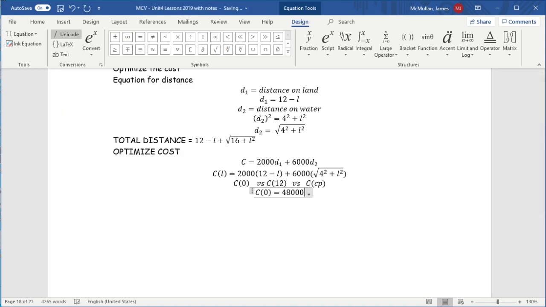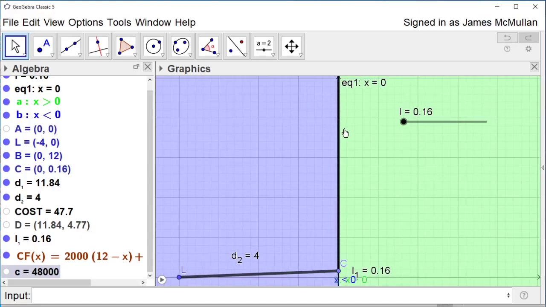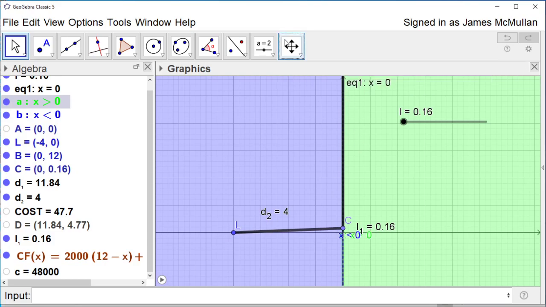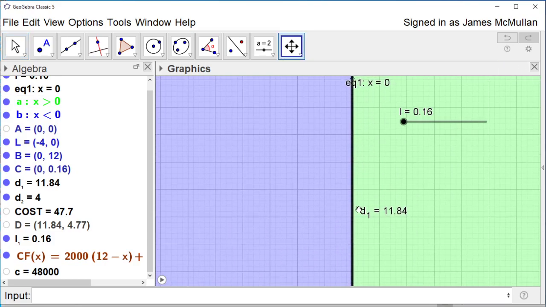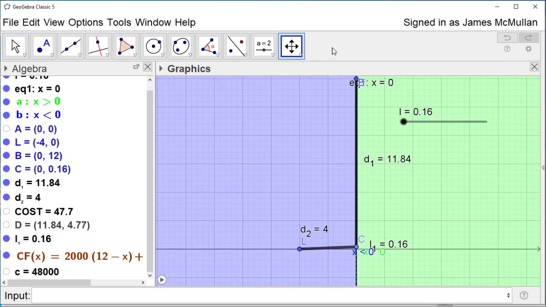Okay, so 48,000. If I run the cable, that should make sense, right? Because it's 12 kilometers along the ground, so that's 24 grand. And then it's 4 kilometers in the water, which is another 24 grand, and so it costs 48 grand altogether.